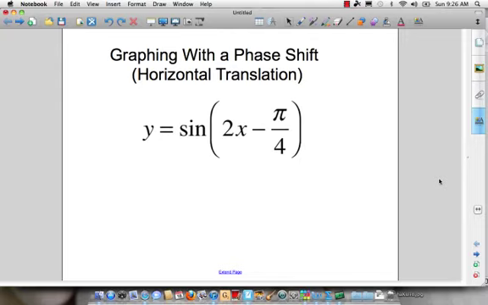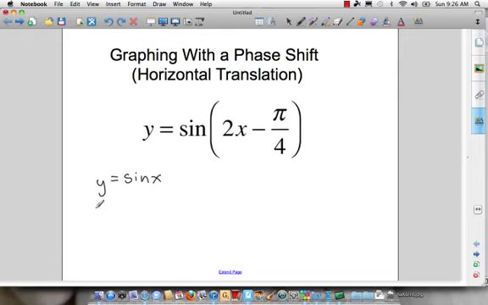This video will show you how to graph trig functions with what we call a phase shift, which is just a fancy word for a horizontal translation of a sine or cosine wave. So far, we've looked at graphing the basic sine wave, so that's y equals sine of x.